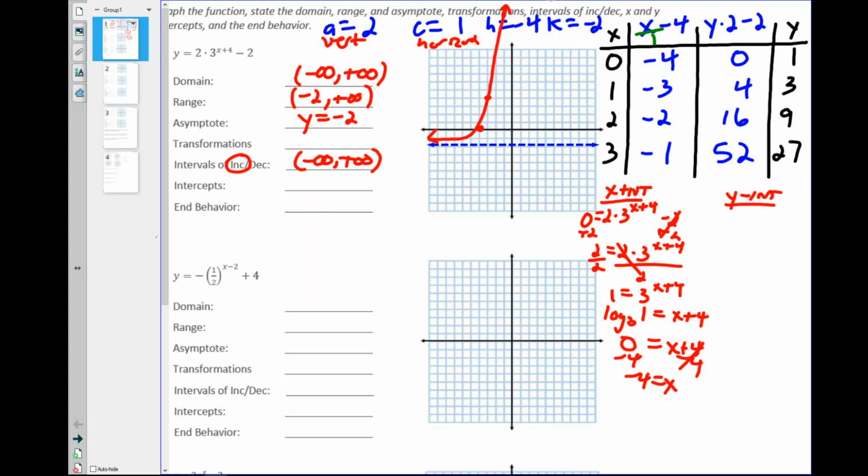And then finally for the y-intercept, you put in a 0 for x. So 2 times 3 to the 0 plus 4 minus 2. That's 2 times 3 to the 4 minus 2. 3 to the 4th, I believe, is 81. Check my math. So 2 times 81 minus 2, I'll do the rest in my head, is 160. So when we come up here, the intercepts are negative, no, yeah, I had it right. Negative 4, 0, and then 0, 160.